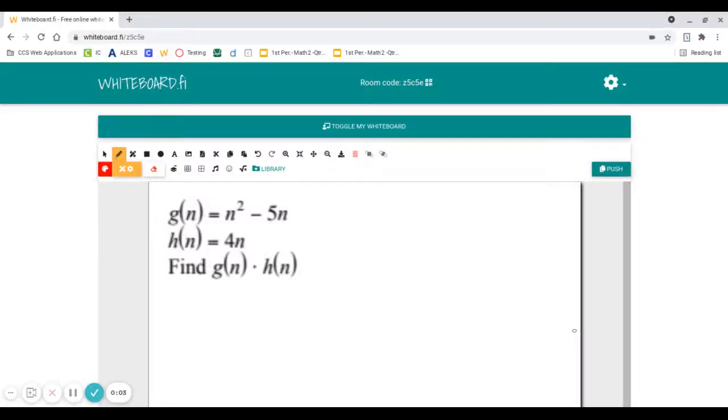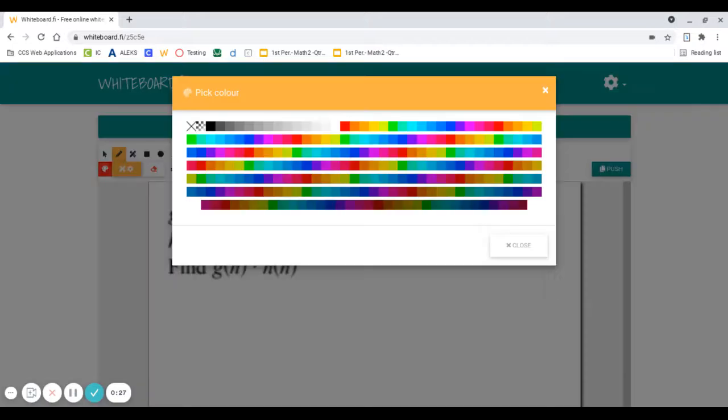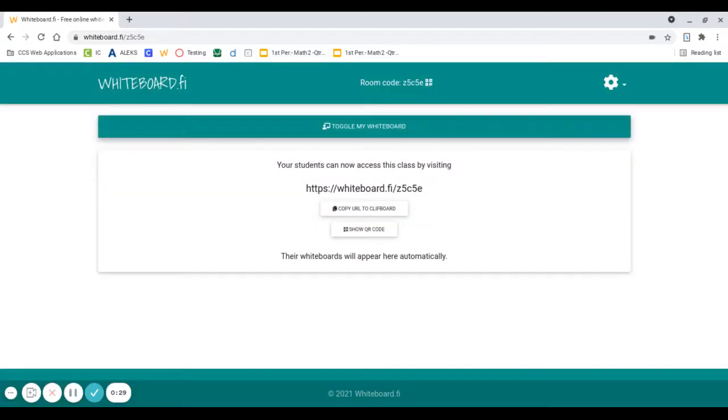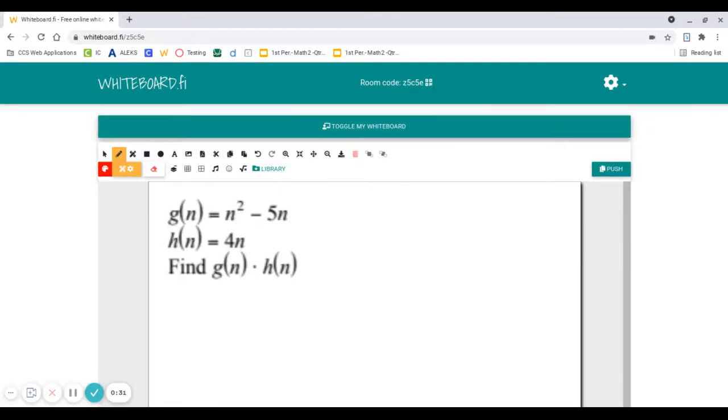Okay, so today we are going to learn how to multiply functions. So here we have g of n equals n squared minus 5n, and we have h of n equals 4n. And they want us to find g of n times h of n. So we are going to first use the distributive method to multiply. So we are going to go and get g of n first.